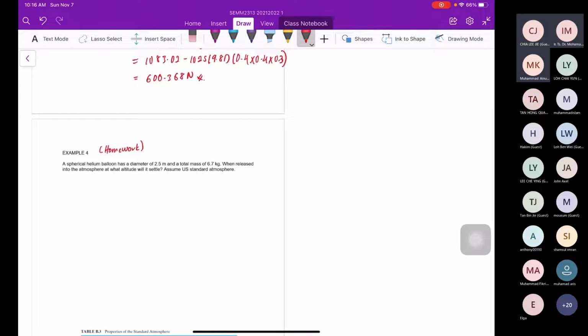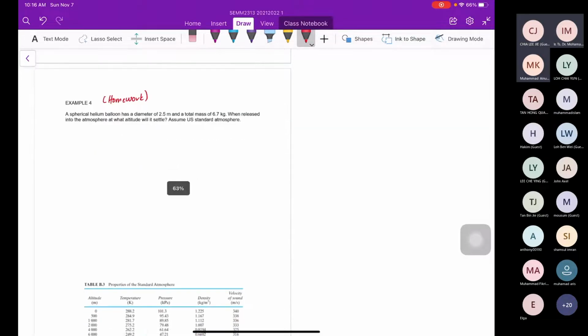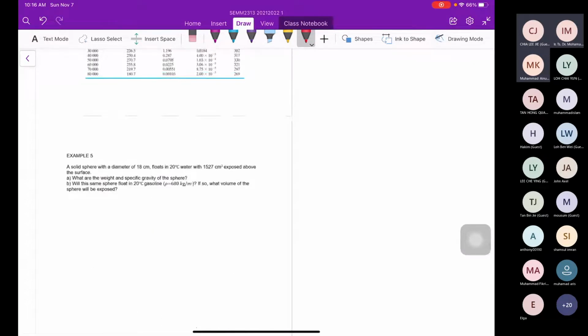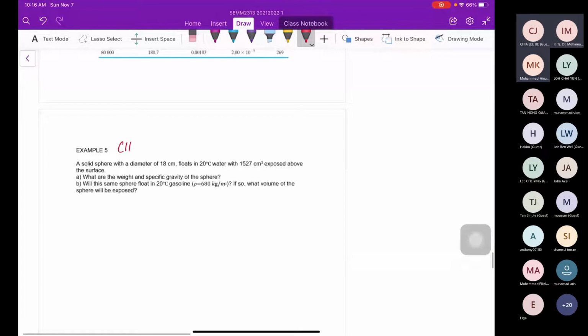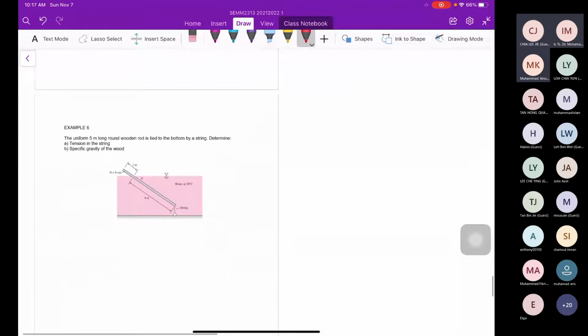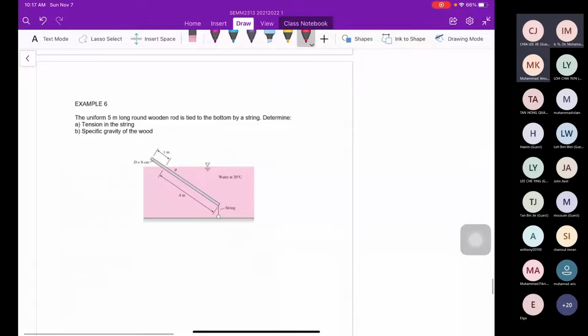Okay, let's proceed to the next one. This example 5 is also your homework. Okay, I want to show you example 6. The uniform 5-meter long round wooden rod is tied to the bottom by a string. Determine tension in the string.